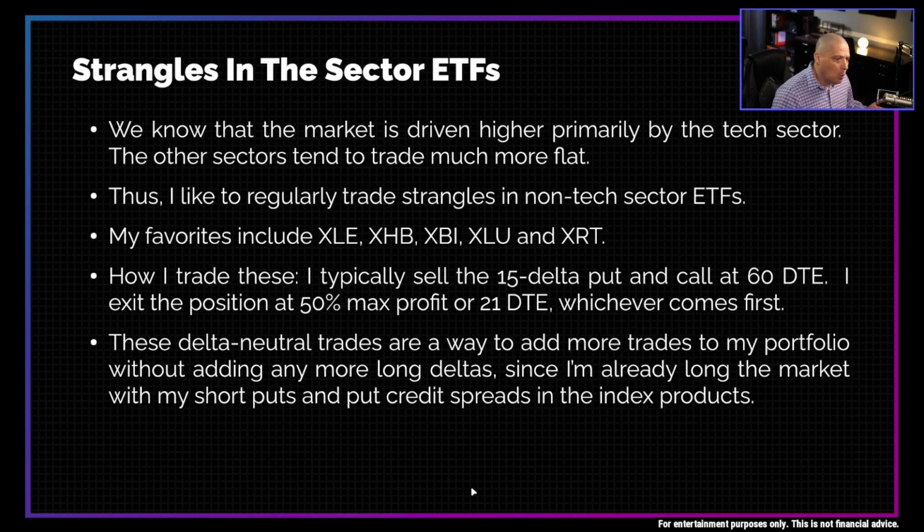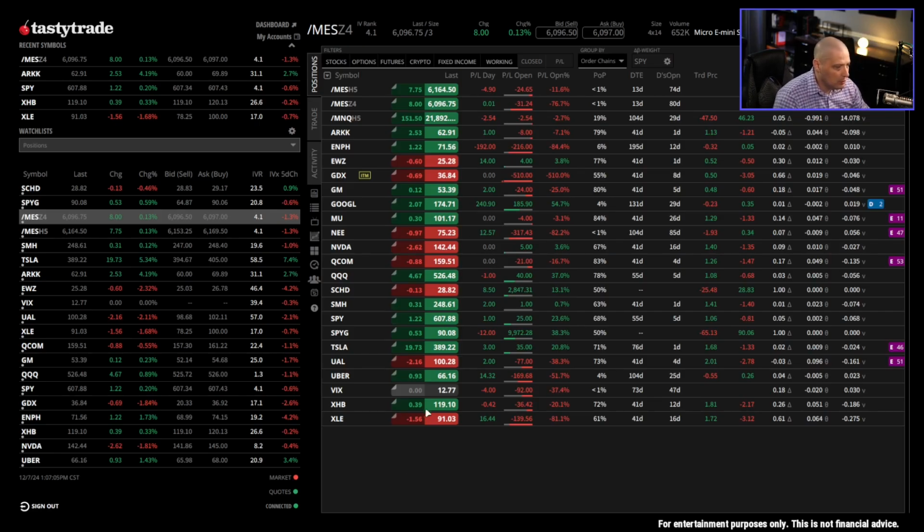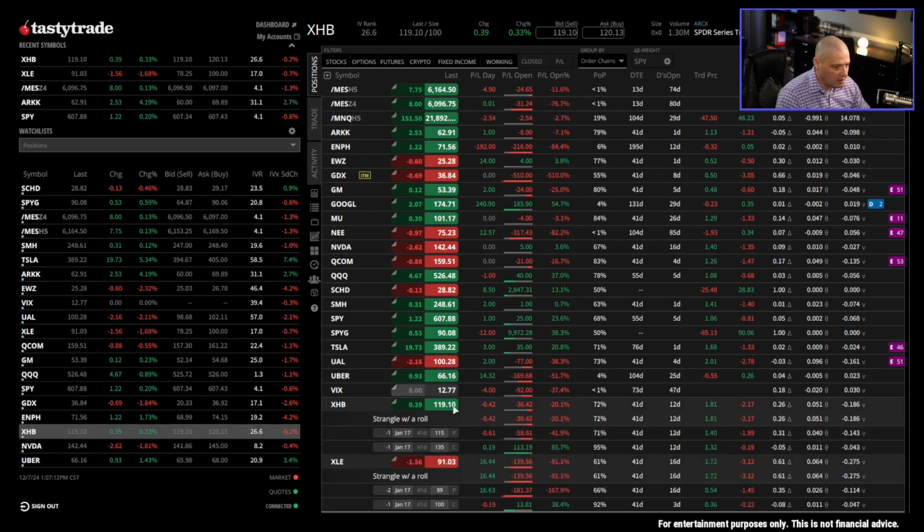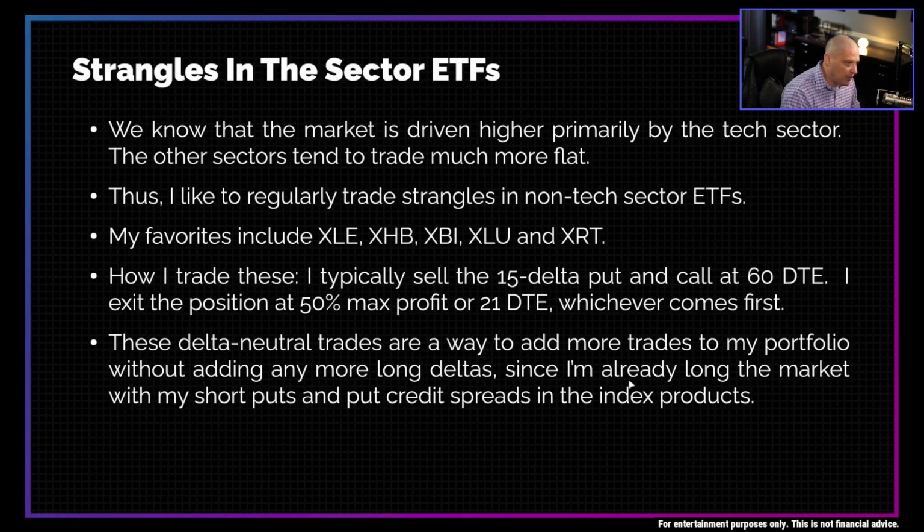But these are core strategies, I've always got a few of these on. If I go to my trading platform, TASTYTRADE, right now I have a strangle on in XLE. Typically I have things on, well, I've got one in XHB too. I don't have anything currently in XBI, XLU, XRT, any of the others, but I always have 2, maybe 4 of these strangles on in some of the sector ETFs.